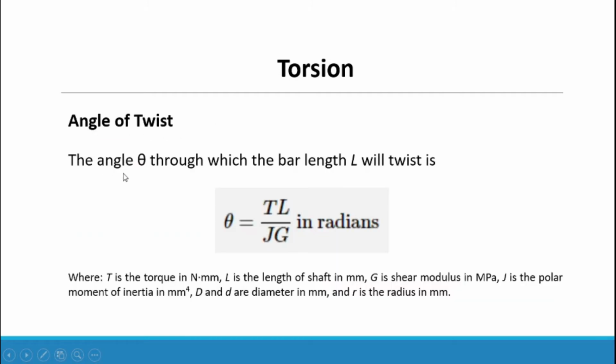Angle of twist. The angle theta through which the bar of length L will twist is theta equals TL all over JG, and it is in radians, where T is the torque in Newton millimeter, L is the length of shaft in millimeter, G is the shear modulus in megapascal, J is the polar moment of inertia in millimeter exponent 4, the big D and the small d are the diameters in millimeter, and R is the radius in millimeter.